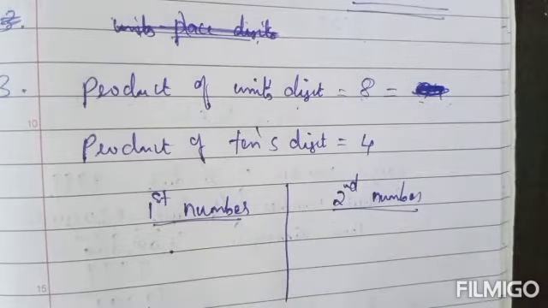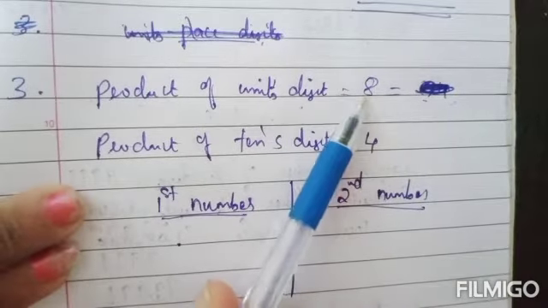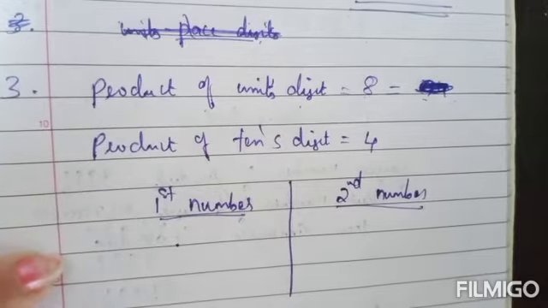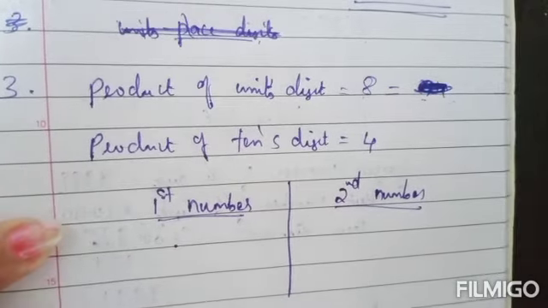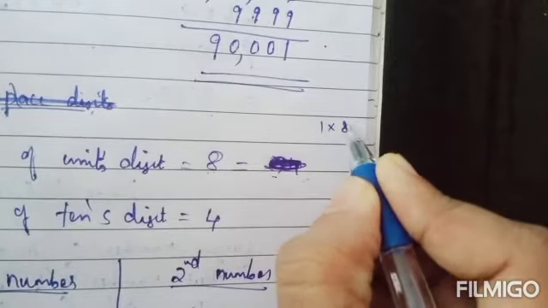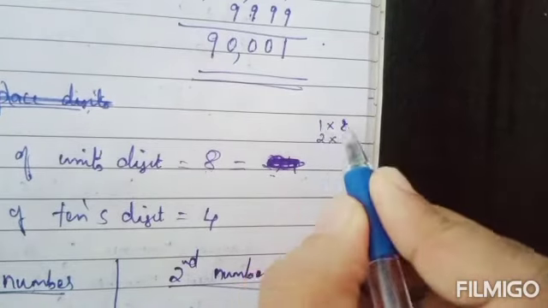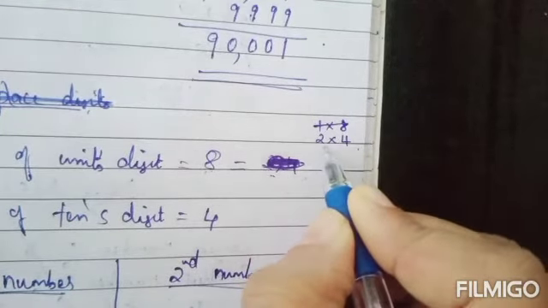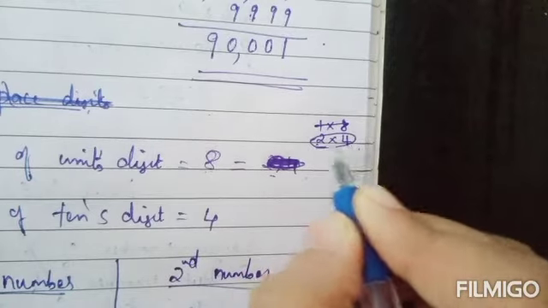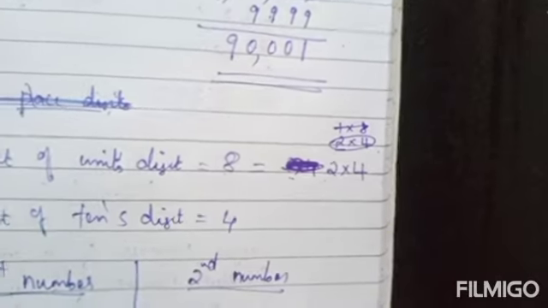Okay, find the numbers. So here the product of units digit is 8. So which two numbers on multiplying will give 8? We know 1 into 8 is 8 and 2 into 4 is 8. So apart from the 1 into 8 combination, let us take 2 into 4 equal to 8. Okay, 2 into 4 equal to 8.